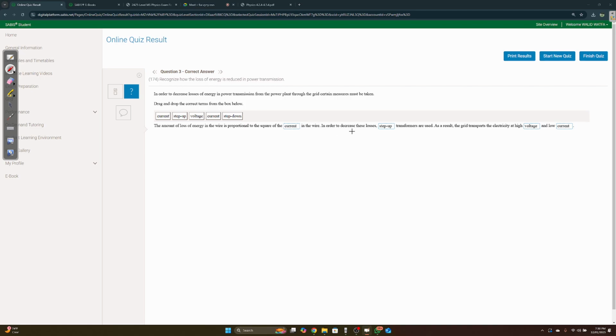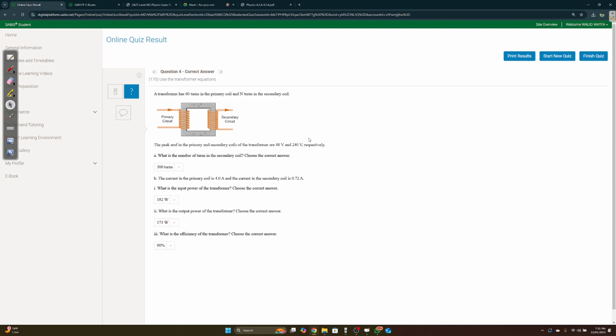In order to decrease these losses, what do we use? Step-up transformers are used. Why do we use step-up transformers? Remember, we're trying to increase the voltage, right? You want to increase the voltage in power transmission. To increase the voltage, what do you use? You use a step-up transformer. As a result, you're going to have higher voltage and lower current.